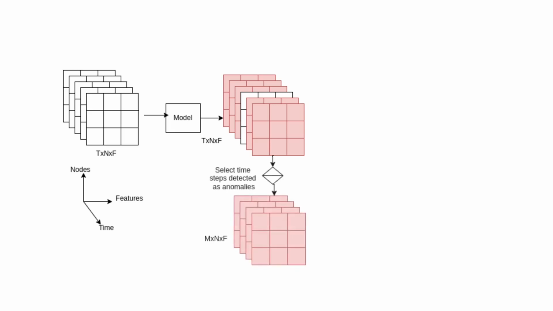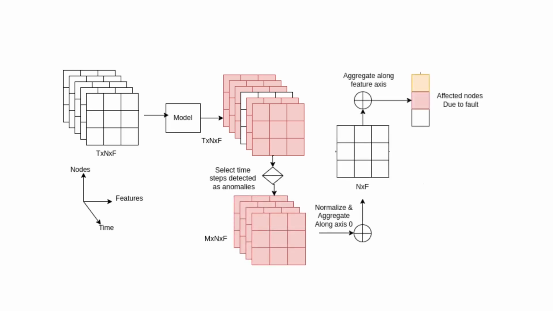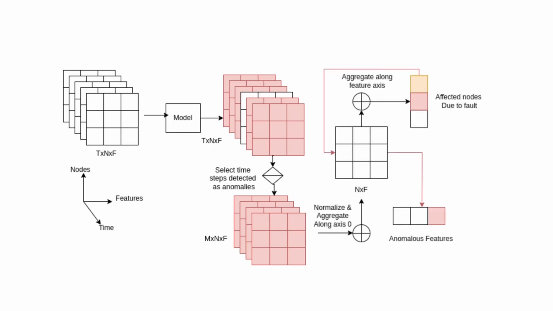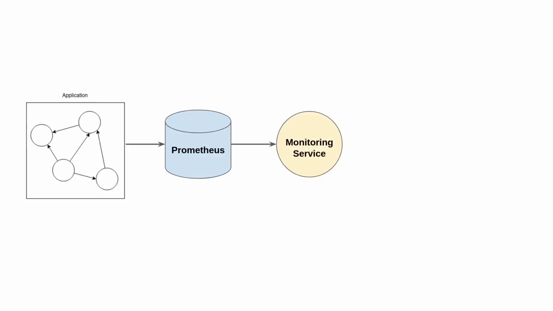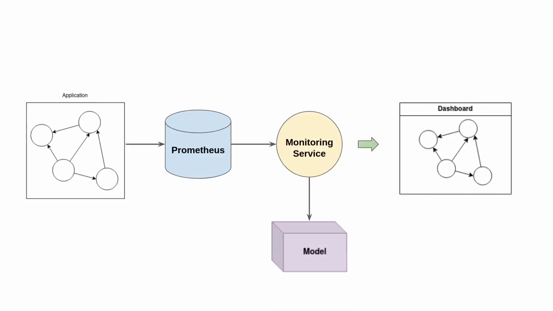We then only select the anomalous instances, aggregate along the feature axis, and find the service with the largest sum of SHAP value and identify it as the anomalous service. After finding the anomalous service, we select the feature with the largest SHAP value in that service as the feature causing the anomaly. In production, we use Prometheus to collect the performance metric data from the microservice application and feed that data to the model to get a prediction.